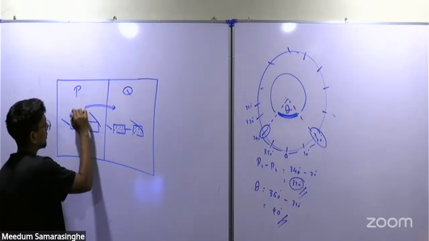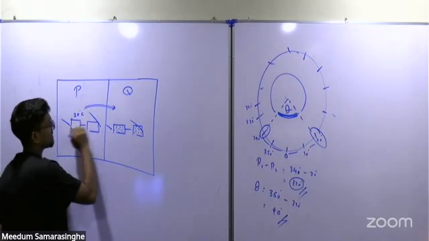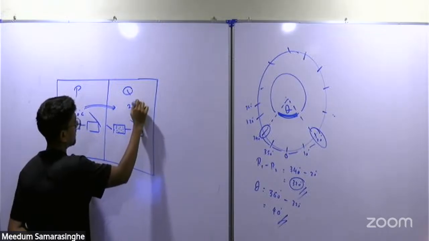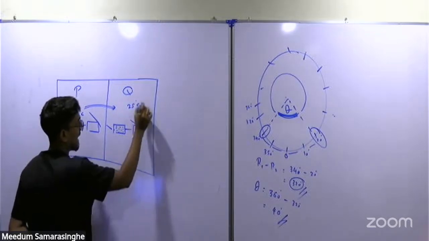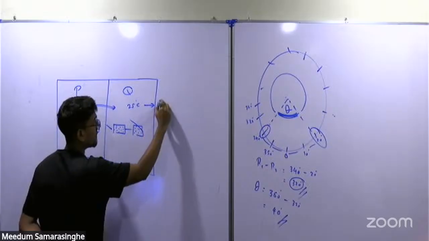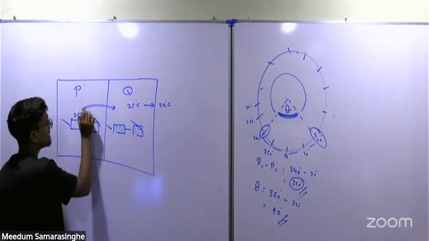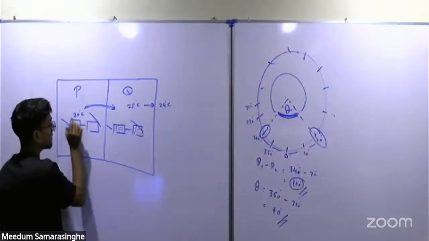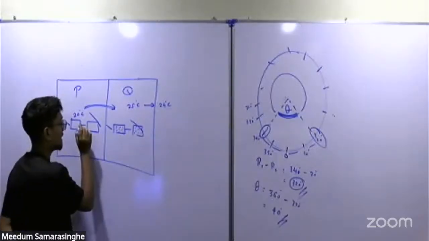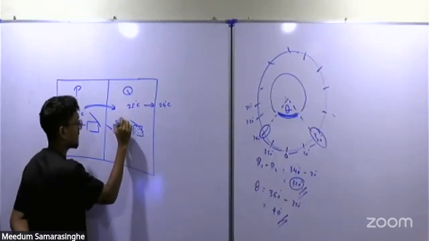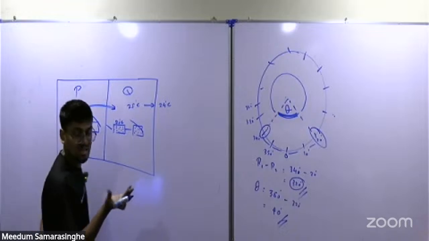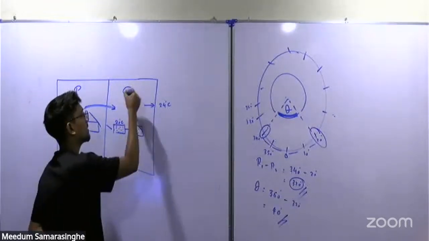Let's say the temperature of this room is 20 degrees Celsius and the temperature of this room is 25 degrees Celsius. And let's assume the dew point of this room is 24 degrees Celsius. When he's traveling from this room to this room, his spectacles are at 20 degrees Celsius, which is lower than the dew point temperature of this room.